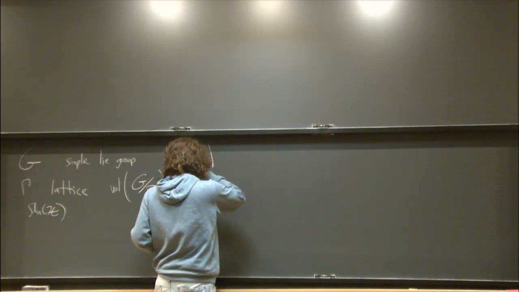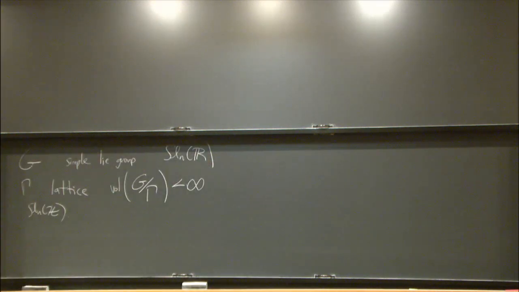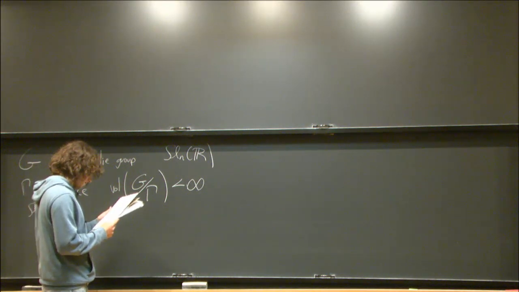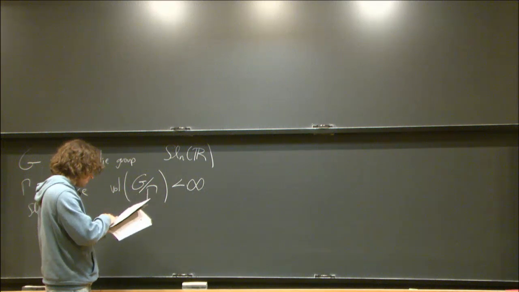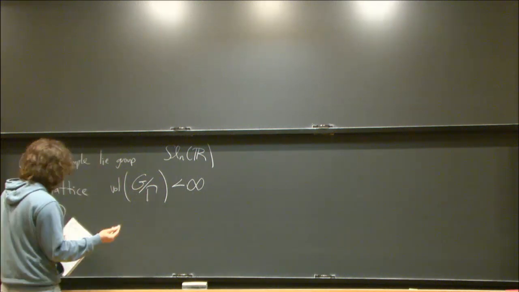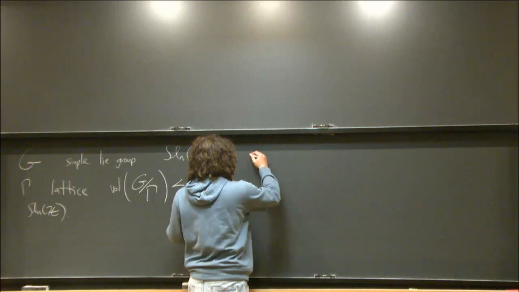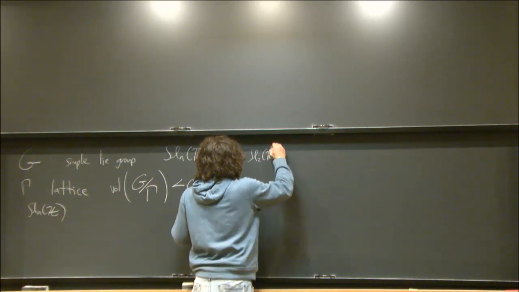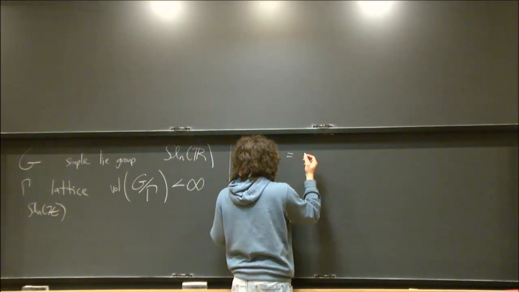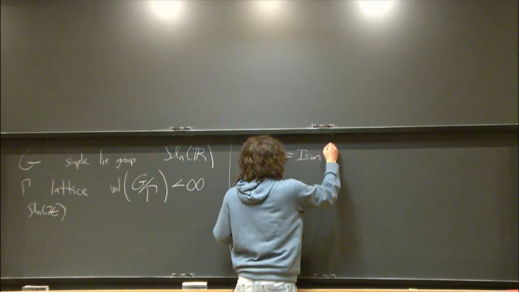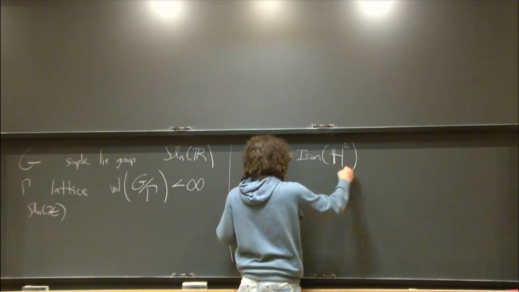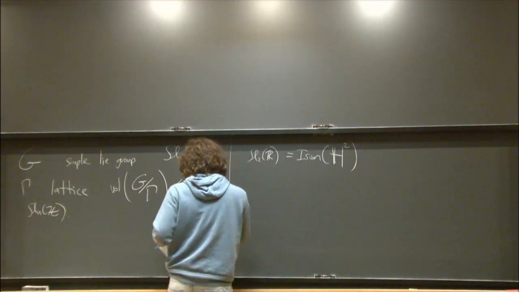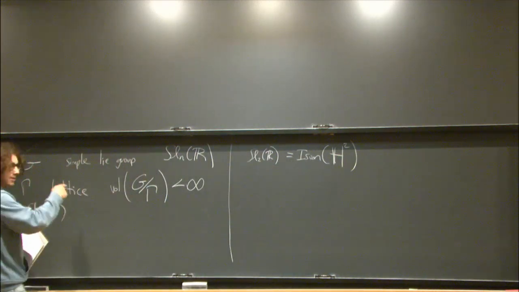A simple example here is just SL2R, which for me is the group of isometries of hyperbolic space. And I'm going to describe a couple of subgroups that I will use of this.